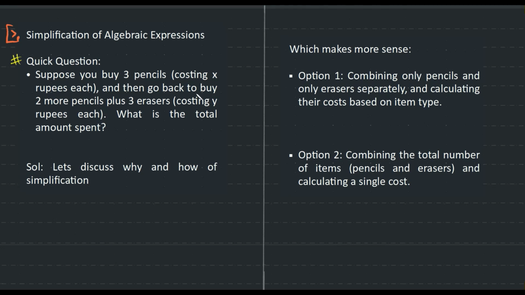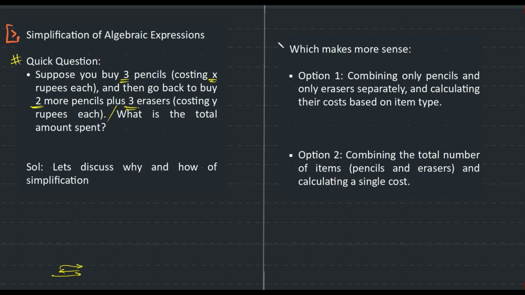Similar to what we did with numbers, let's do with variables. So we have an example over here. Suppose you buy 3 pens costing X rupees each, and you go back, you bought 3 pens, and then you remembered you have to buy 2 more pens and 3 erasers. The question is, what is the total amount spent?